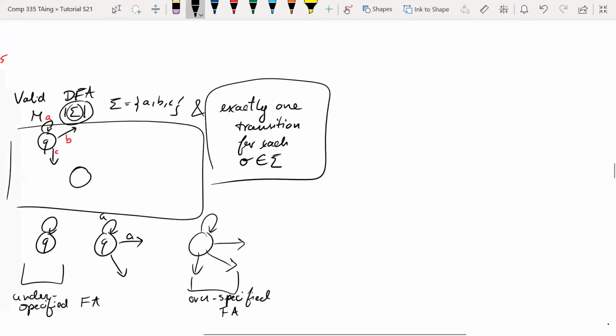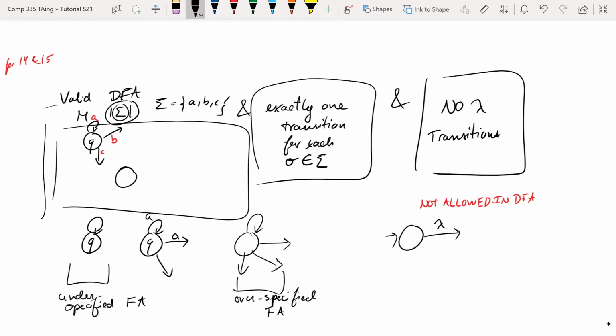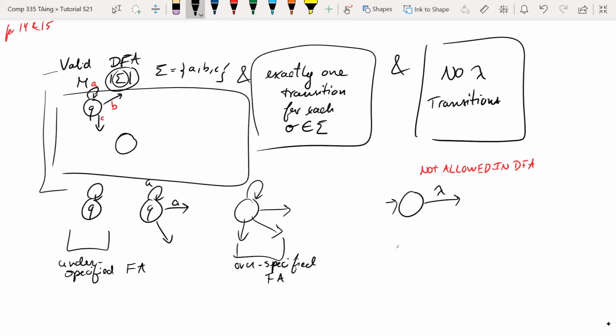And maybe one extra note: you can't have a lambda transition. These are allowed in NFAs, but these are not allowed in DFAs. So you would also have no lambda transitions. All right, and remember this is like a for each. So imagine you have an algorithm to check if your DFA is valid. Then you would do a for each Q in Q. You would check if delta(Q, A) is something, delta(Q, B) is something, and for each of these you only have one transition.